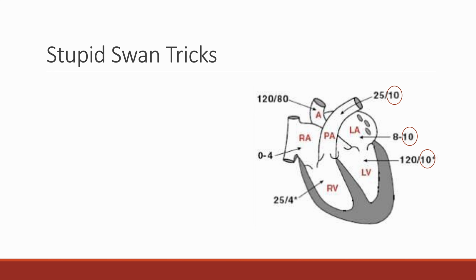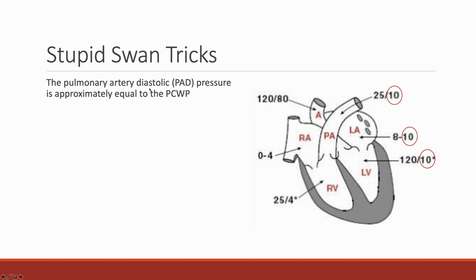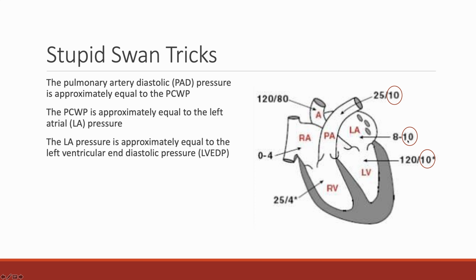So notice that the pressures in the pulmonary artery in diastole are about 10. That's about the same as the normal pulmonary capillary wedge pressure. Well, the pulmonary capillary wedge pressure is equal to the left atrial pressure. See that? 10. And check this out. The left atrial pressure is about the same as the left ventricular end diastolic pressure. And that is what we really care about, right?